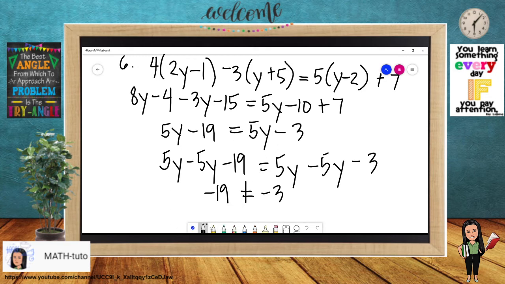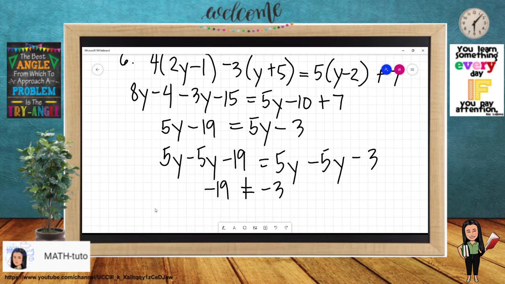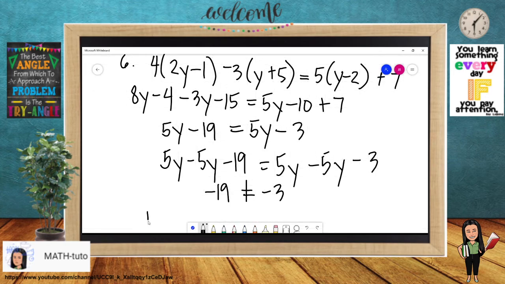Itong equation na to does not have any solution. Lalagay lang natin dito na no solution. Yan. No solution to ha, hindi zero. Kasi when you say 0 is your solution, it means the possible value for y is 0. Meron siyang solution, 0 nga lang. Kaya lang ito, wala talaga siyang solution. Okay? Because there is no value for y that would make this equation true. No solution siya.